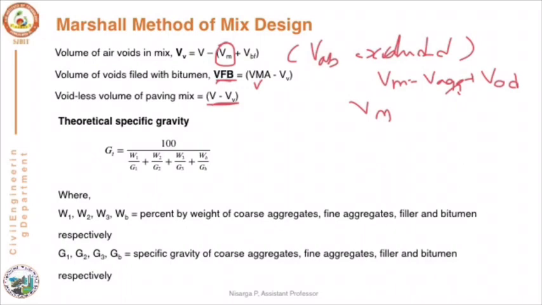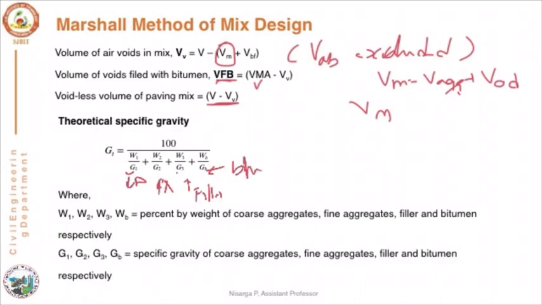And next we have to find out the theoretical specific gravity. So we know that the bituminous sample consists of various materials with different specific gravity values. Let us say G1 corresponds to coarse aggregates, G2 corresponds to the specific gravity of fine aggregate, G3 corresponds to the filler material, and Gb corresponds to bitumen.